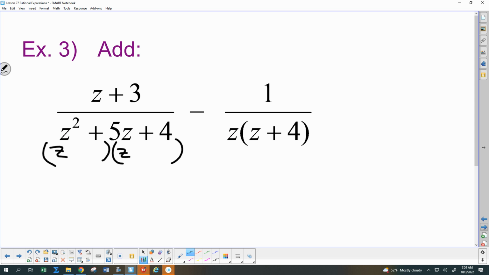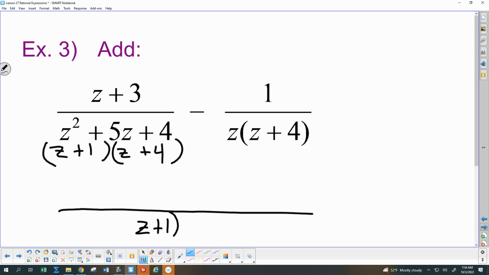So z plus 1 and z plus 4, thumbs up, thumbs down. Does that work? So that means our common denominator needs a z plus 1 and a z plus 4 in it. And then it has everything from the first denominator. It needs a z, which I don't have yet, so I need a z in that. It needs a z plus 4, but I already have that. So are we good with that's the common denominator?